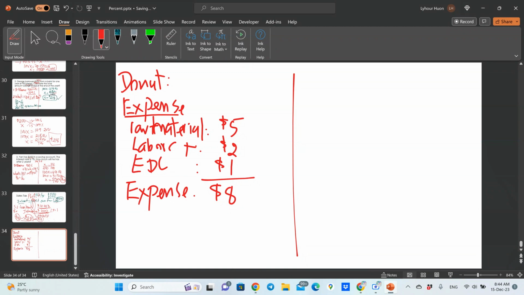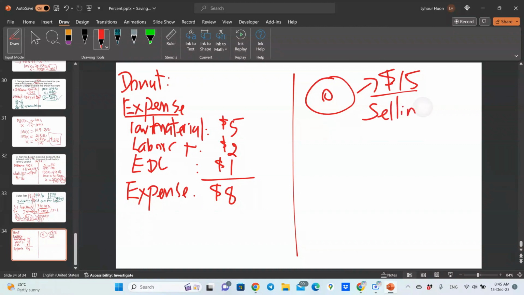But when you sell, let's say this is donuts here, we sell at $15 to the buyers. When the buyer buys these donuts at $15, what is this called? Selling price. And the official word we call it is revenue.